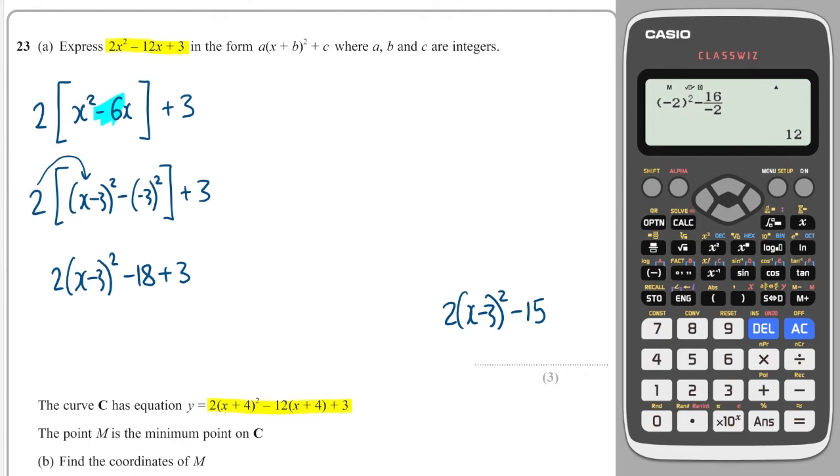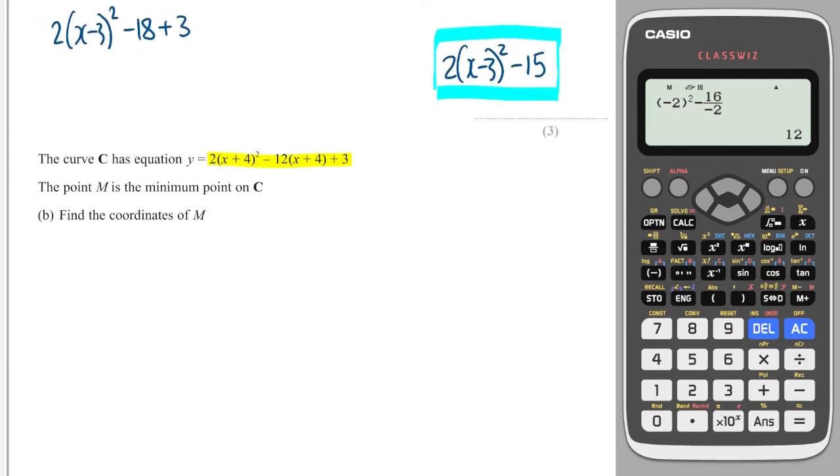So therefore, my new curve is very similar to this, but I just need to replace the x with an x plus 4. So I would write that out. I'd write 2 lots of, and now instead of writing x, I need to write x plus 4. So it's x plus 4, and then minus 3, and then squared minus 15. So simplifying this is going to give me 2 lots of x plus 1 squared.